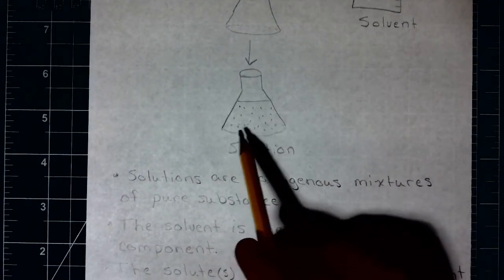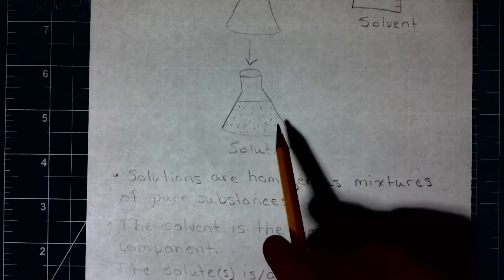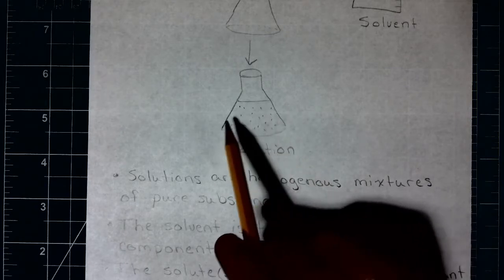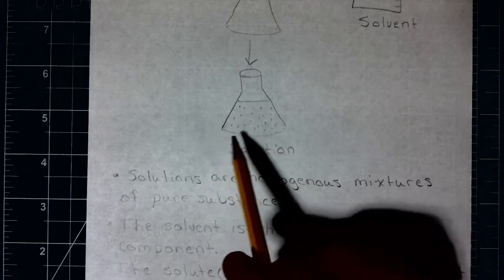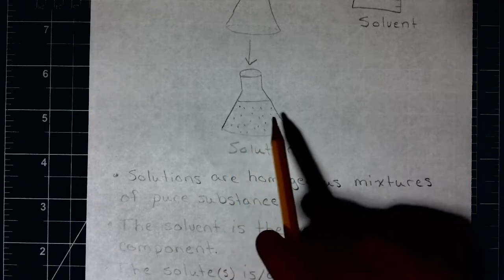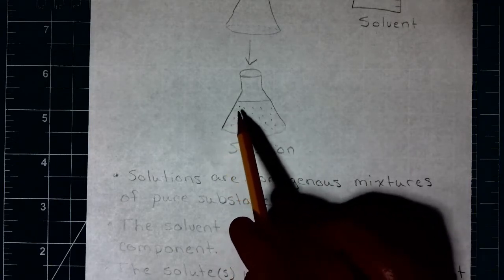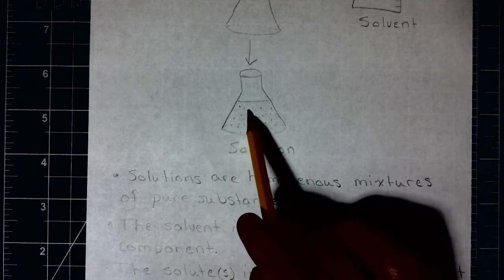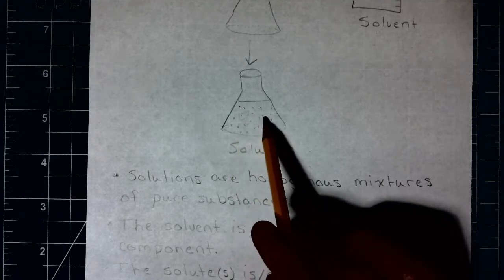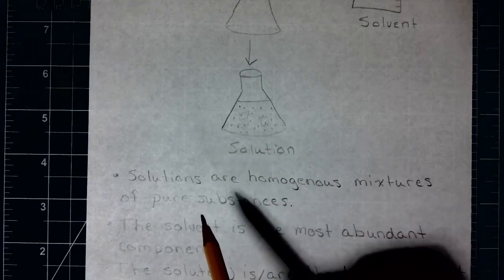And then it's going to produce a solution where the solute is completely dissolved and it's evenly dispersed throughout the bulk of the solvent, right? If I took out any little chunk of this, it's going to contain the same amount of solute as any other specific little chunk that I decided to take out.